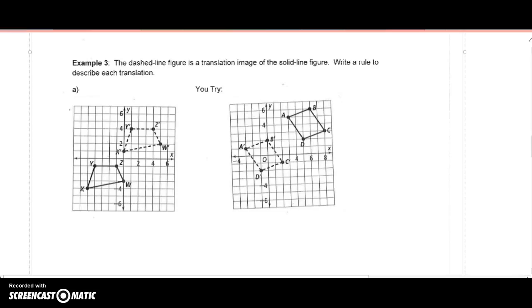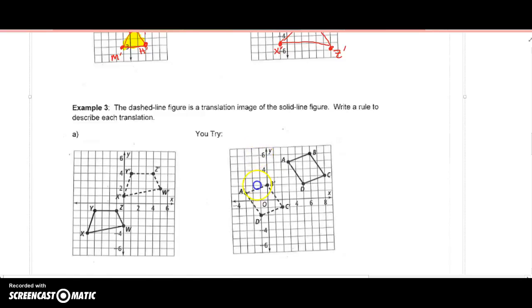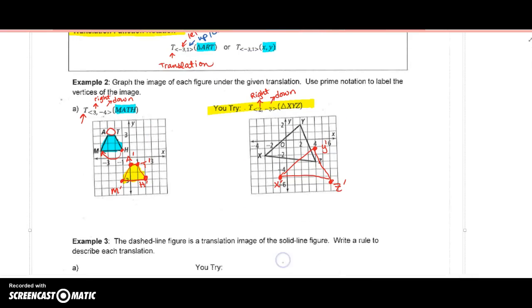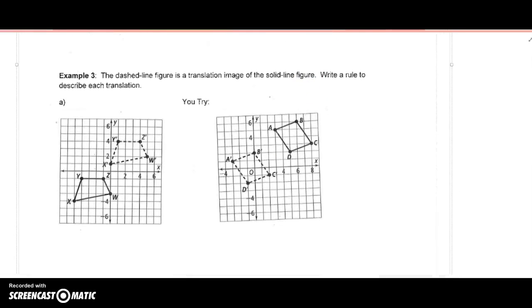Okay, so we're here for part 2 of congruence transformations notes. When we left off, we had just translated a figure and shown that translation. Now we're going to go back. They've already translated the figure for us. The dashed figure is the image. It's the one that's been moved.